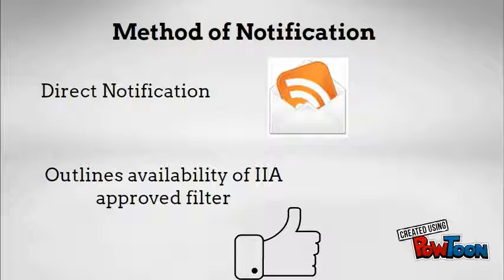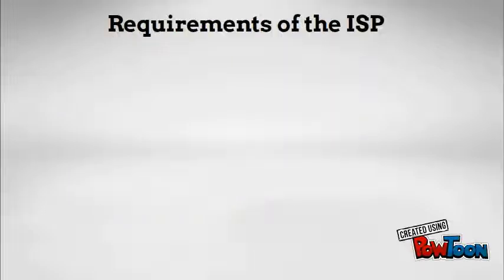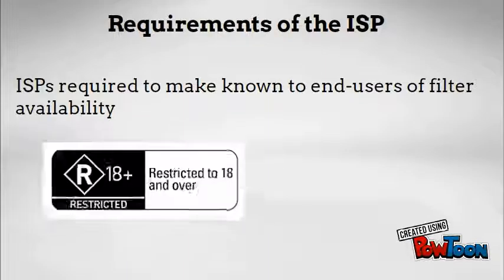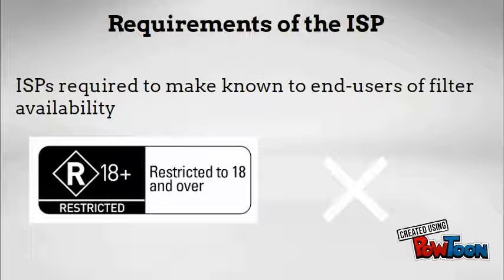Notification happens pursuant to designated notification schemes set out in the IIA codes. After notification, the Industry Code requires ISPs to make available a filter to their customers. This, however, does not include content which is classified as R18+.